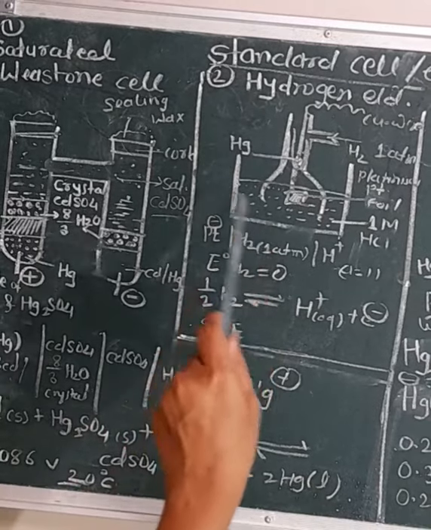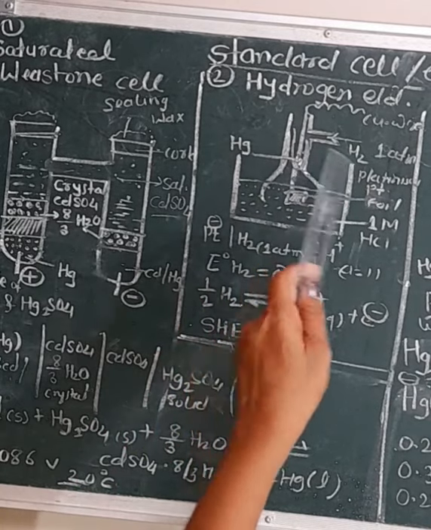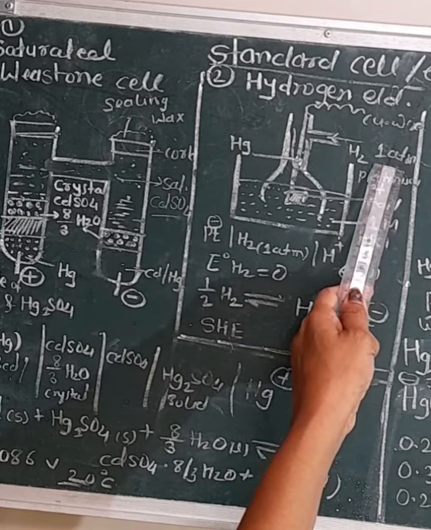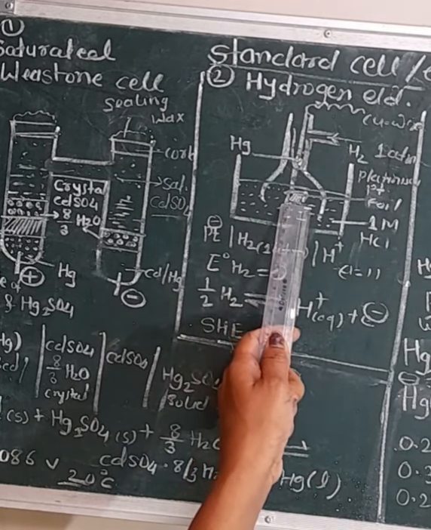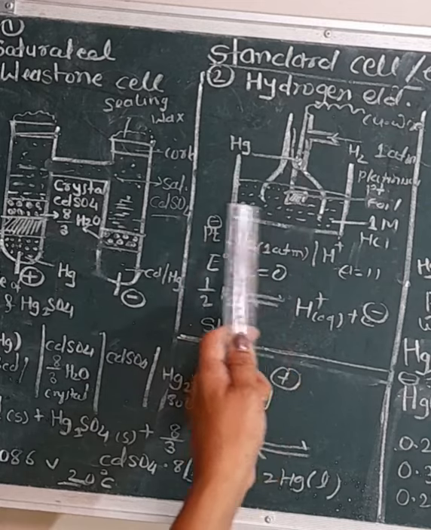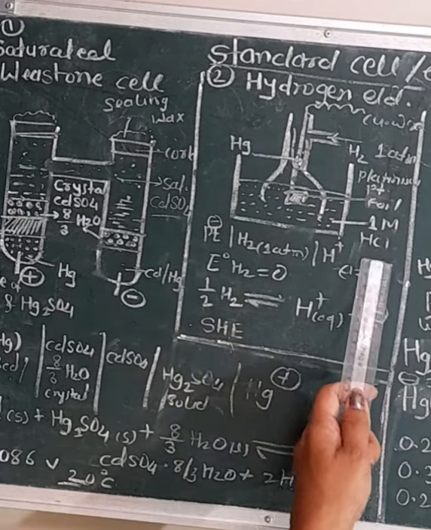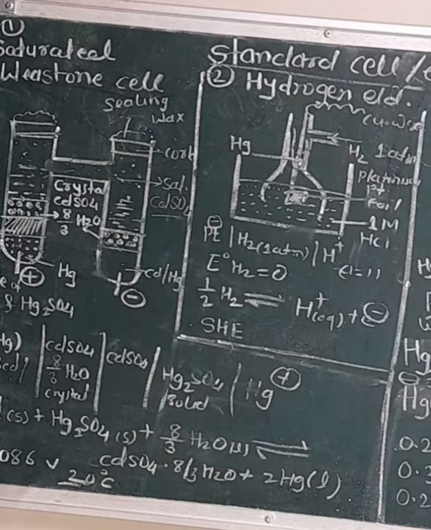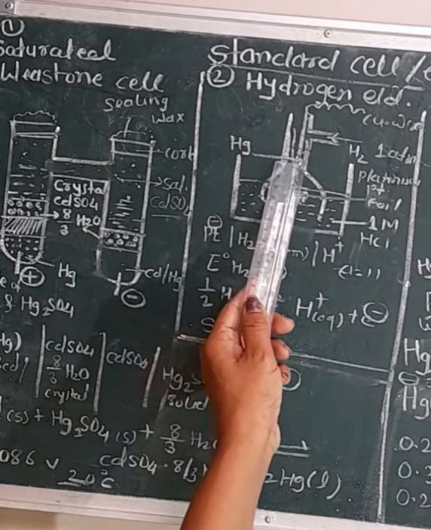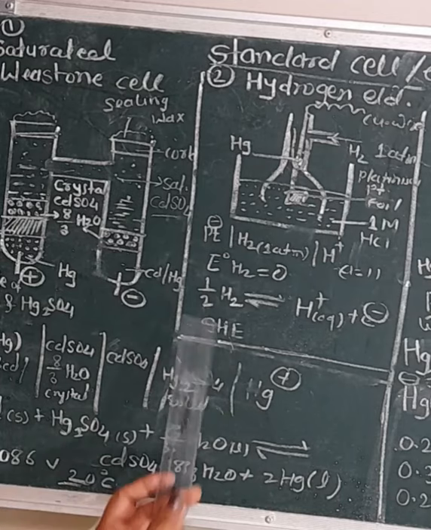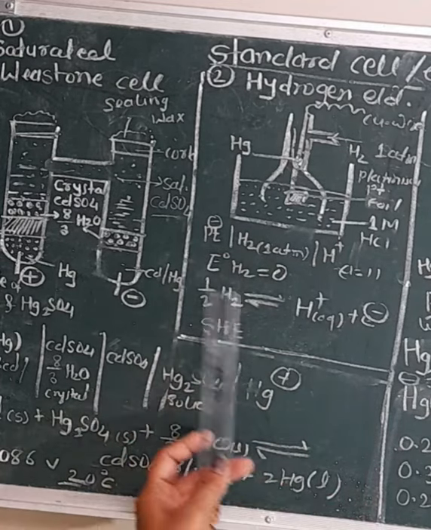Look toward this, this is the glass chamber. Here is the hydrogen gas at 1 atmosphere, and here is the platinized platinum foil, and this platinum foil is immersed in 1 molar hydrochloric acid. It's a very simple thing. Here the mercury paste is placed, and so friends, the 1 molar hydrochloric acid can play a very important role.